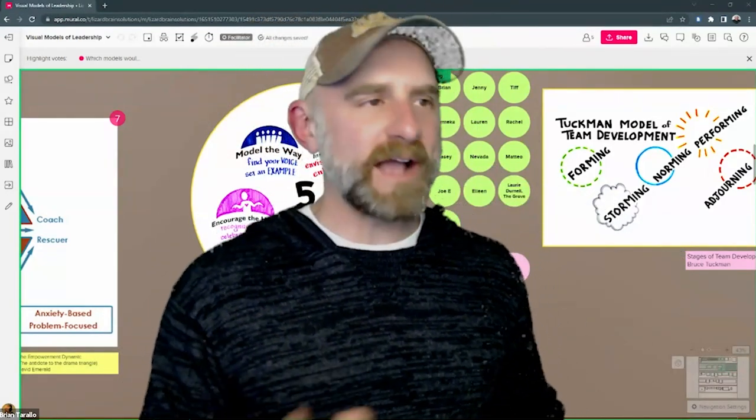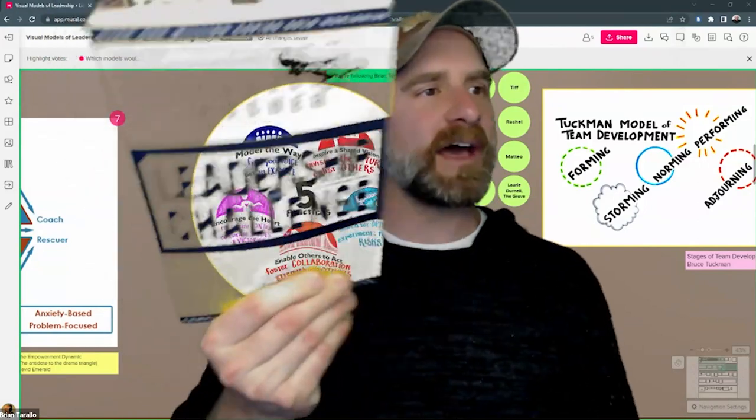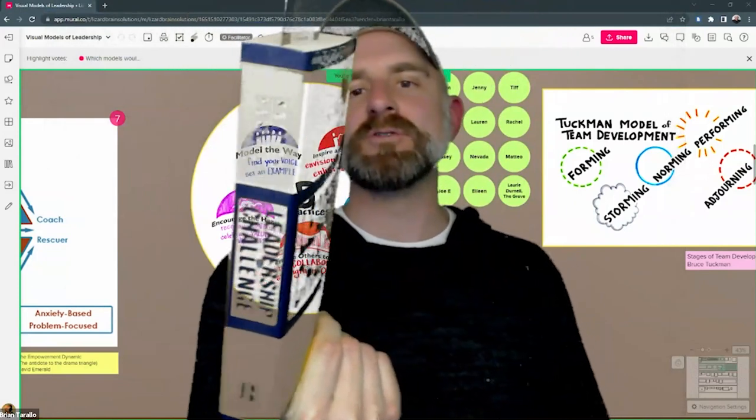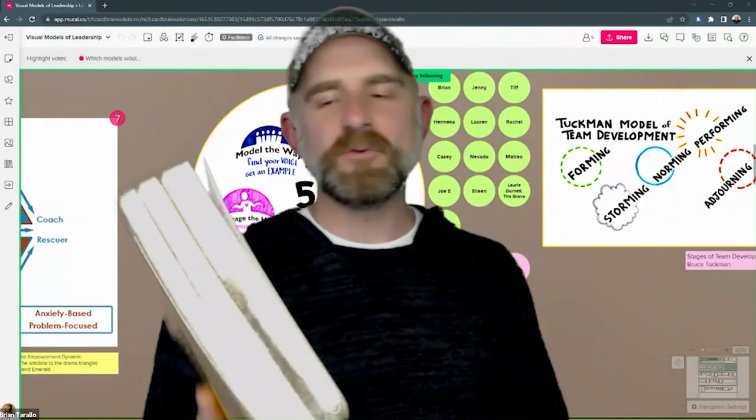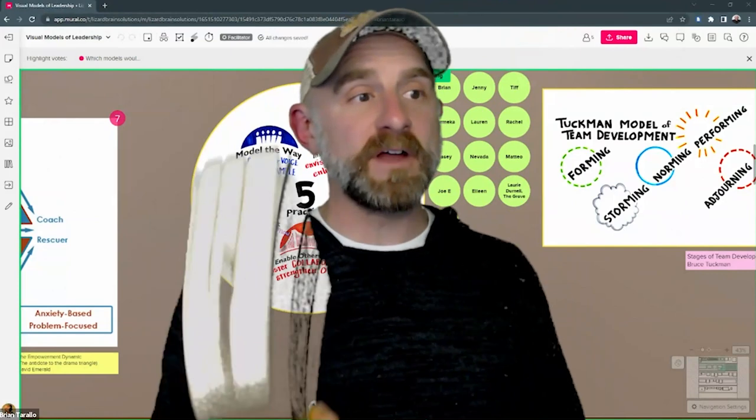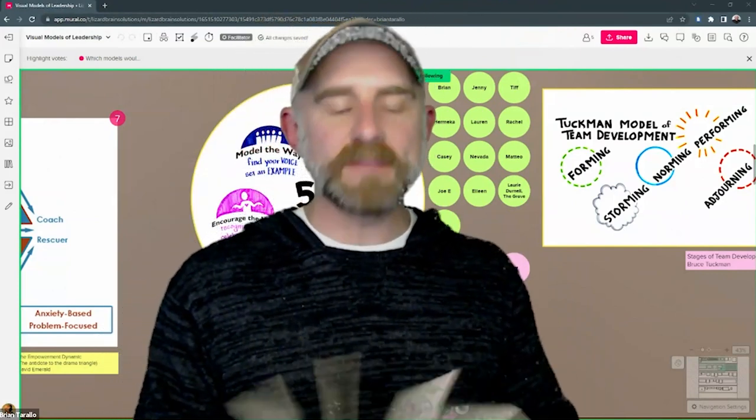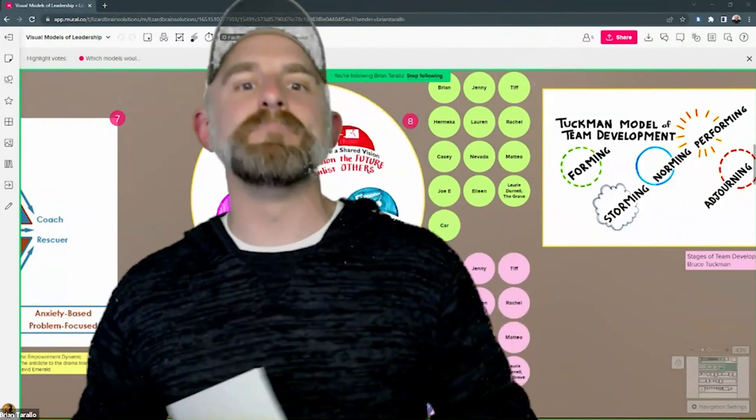This one is the five practices, and it comes from, look at that, my green screen is misbehaving. This comes from The Leadership Challenge by Kouzes and Posner. If you haven't read this book, don't, because it's a cookbook. You're not meant to read it cover to cover. You are meant to scan through it and pick the leadership practices that best apply to you.